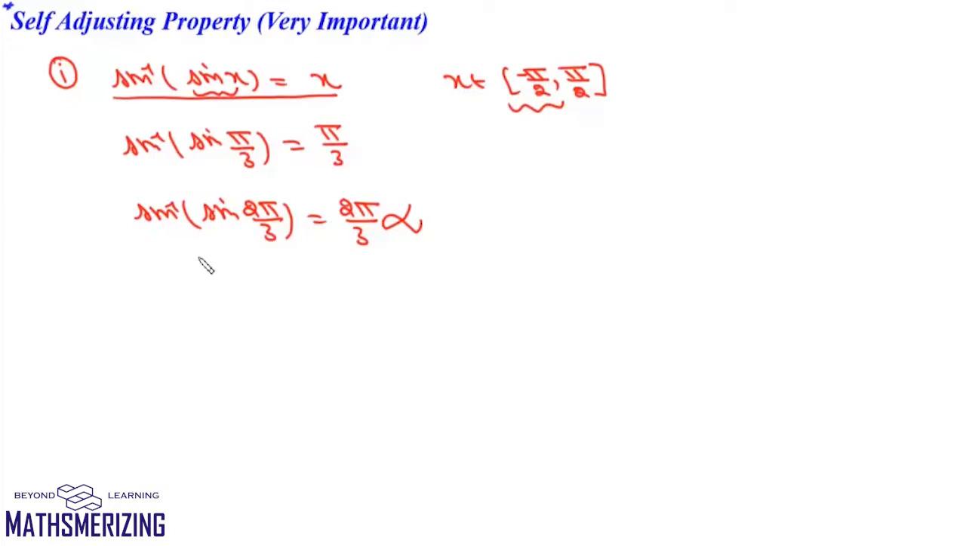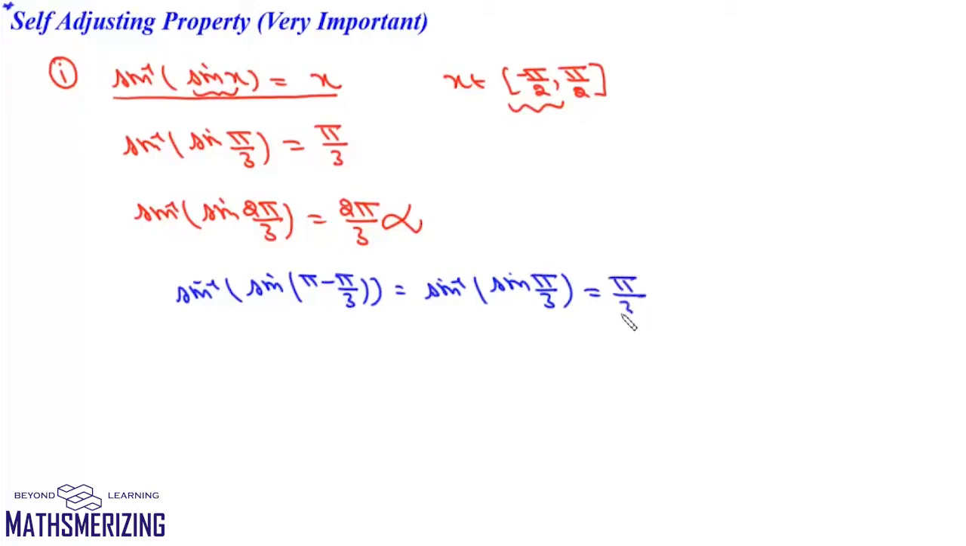So if we have this sine inverse of sine 2 pi by 3, we know that sine 2 pi by 3 can be expressed as sine of pi minus pi by 3. Sine pi minus theta is sine theta. So we can write this as sine inverse of sine pi by 3. And this is simply pi by 3, because now this pi by 3 lies in the principal value range of sine inverse. So the value of sine inverse sine 2 pi by 3 is not 2 pi by 3 but pi by 3, and it will be true for all other functions also.